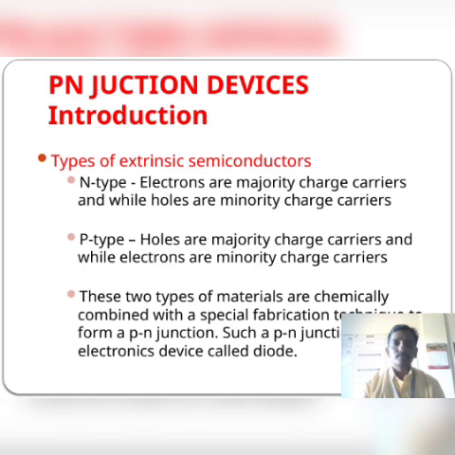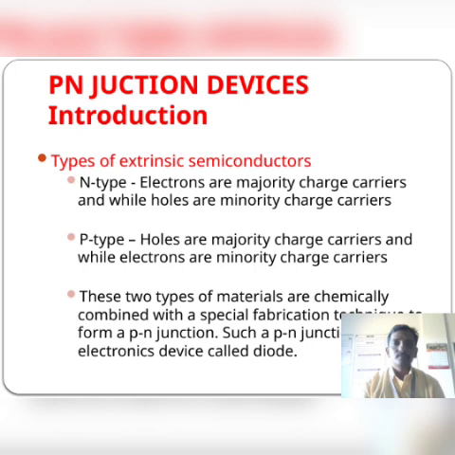In N type, electrons are the majority charge carriers, while the holes are the minority charge carriers. Electrons are negatively charged particles, whereas holes are positively charged particles. In P type, holes are the majority charge carriers, while the electrons are the minority charge carriers. So in N type, electrons, which are negatively charged, are the majority charge carriers. In P type, holes, which are positively charged, are the majority charge carriers.